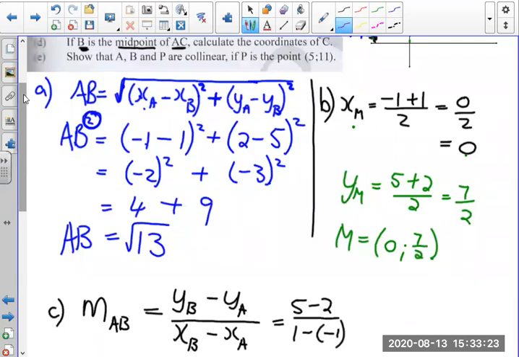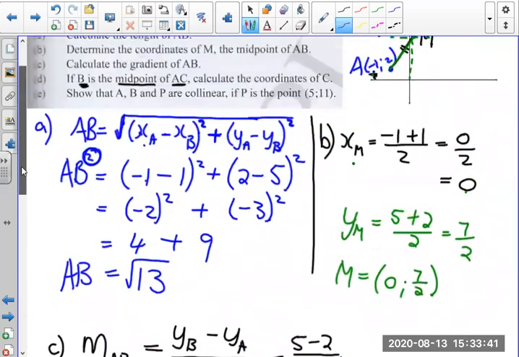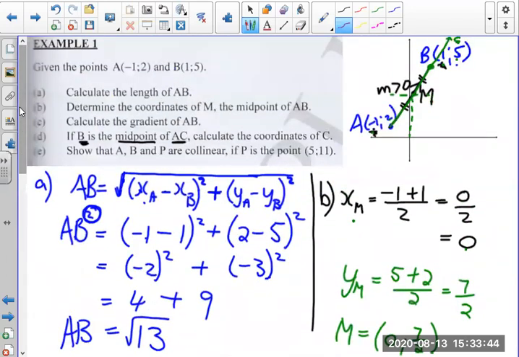Now, in number E, they ask me to show that A, B, and P are collinear if P is the point (5, 11). Now, remember what collinear means? Collinear means A, B, and P must be on the same straight line. So P is also on this line, somewhere there on top. I don't have enough space. So somewhere I have a point P (5, 11), and I must now prove that they are on the same straight line. What's the easiest way of proving that?